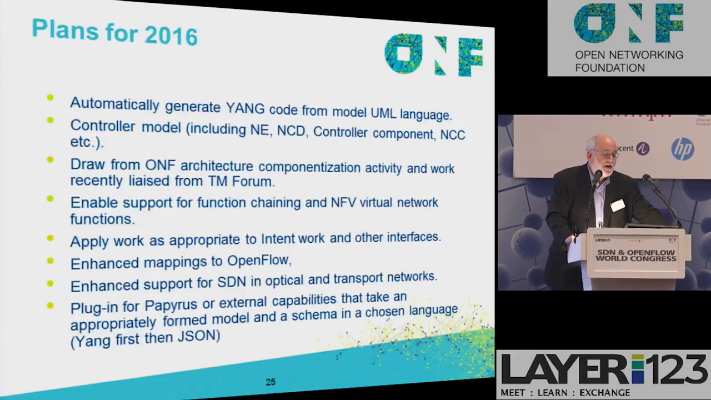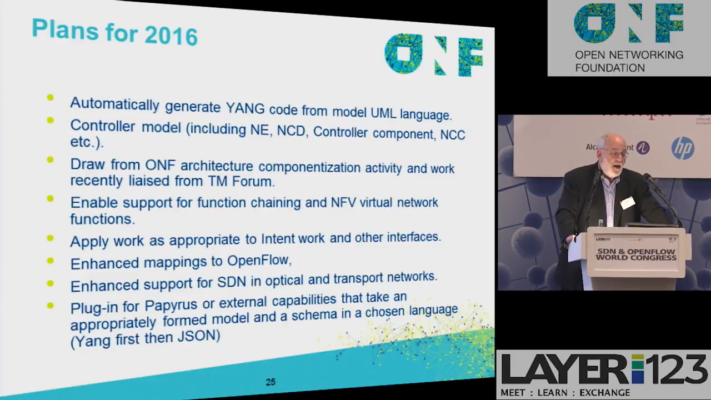So our plans for 2016 will be automatically generating Yang code, as I talked before, from the UML model. We'll have a controller model. So we're moving up from the network element models, and we're going to have a model of the controller itself, including all the components that you'd find in a typical controller. We're drawing from ONF architectural componentization activity and work that we've been working on jointly with the TM Forum. We're enabling support for function chaining and NFV virtual network functions. That's a very important part of the model going forward. Applying work as appropriate to the intent work that I talked about previously.